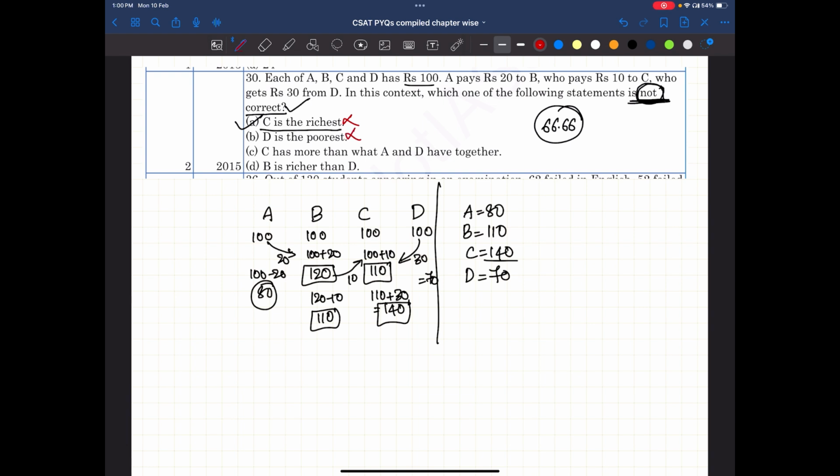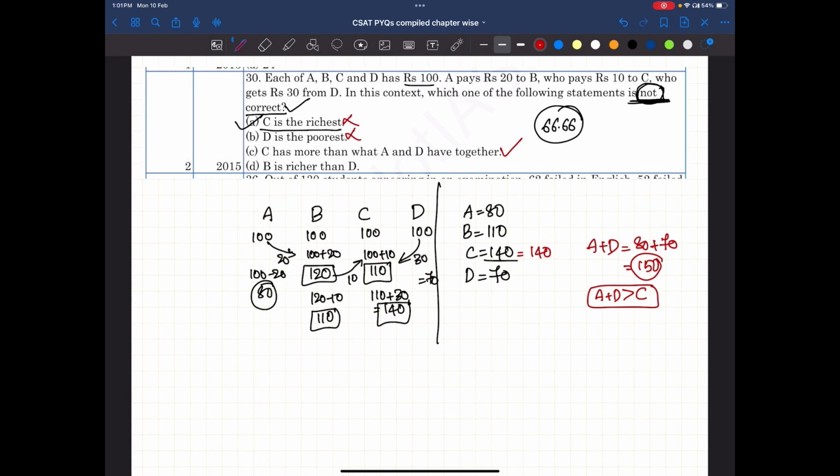C has more than what A and D have together. C is 140, and A plus D is 80 plus 70, which is 150. Here he is saying that C has more than what A and D have together. But here A plus D is greater than C. So this is incorrect. But UPSC is asking what is not correct. So this could be the answer.